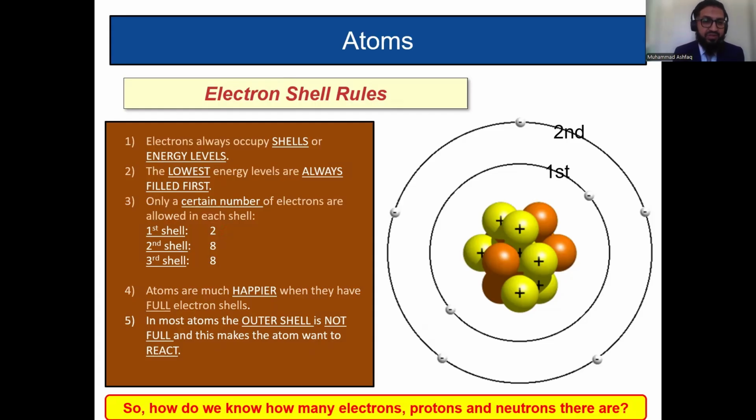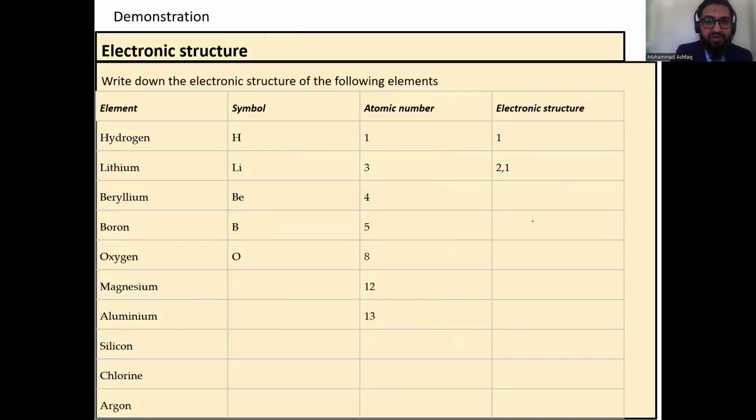So here is another question. How do we know how many electrons, protons, and neutrons there are? Again, open the periodic table and simply find the atomic number, which is equal to the number of electrons. Take that away from the atomic mass and you can find the number of neutrons. Quite simple. So this is a table again for you. You can pause the video here for 3 minutes and complete it using your periodic table.